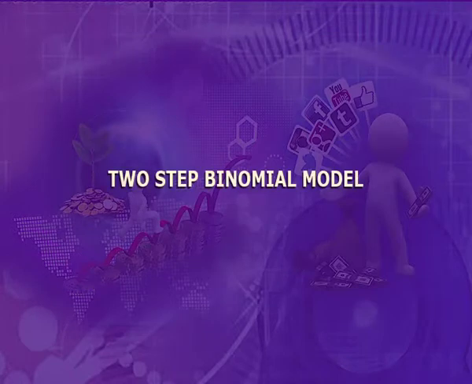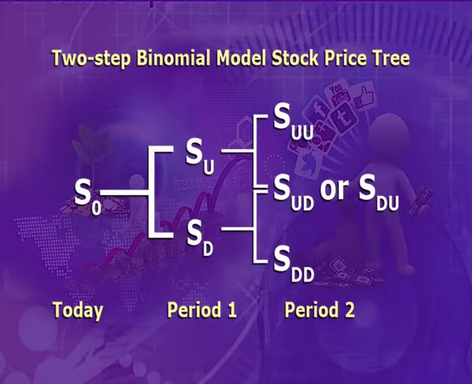Two-step binomial model. In the two-period and multi-period models, the tree is expanded to provide for a greater number of potential outcomes. The stock price tree for the two-period model is shown as: if it is S0, then in period 1 it would be SU and SD. Then in period 2 it would be SUU, SUD or SDU, and SDD.